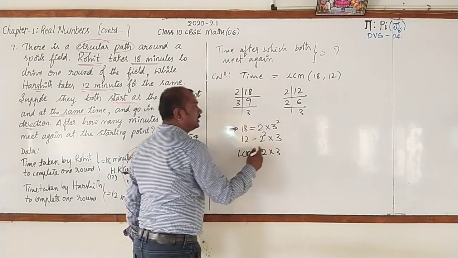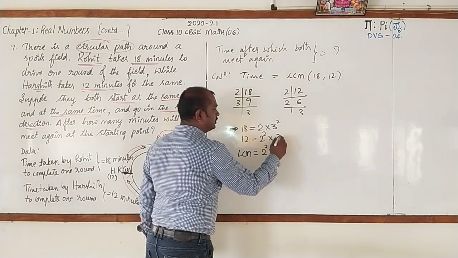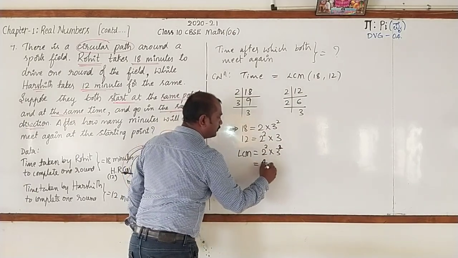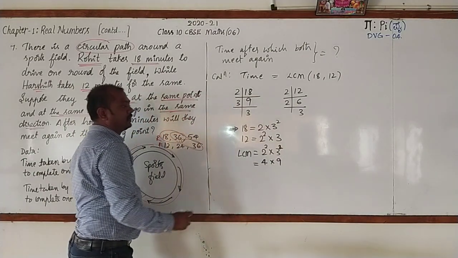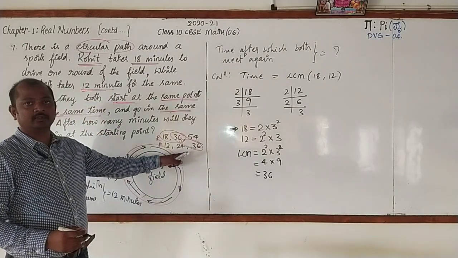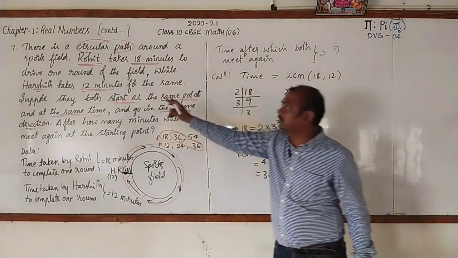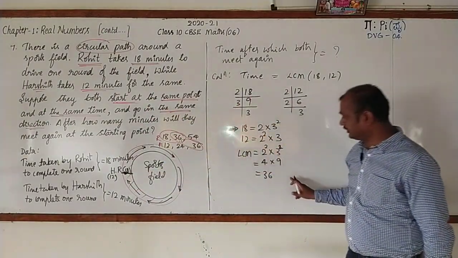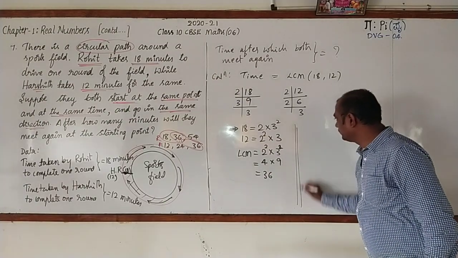All factors. The highest power of 2 is 2, and the highest power of 3 is 2. It is equal to, what is 2 square? 4. And 3 square? 9. So 9 4s are 36. See that? 36. Therefore, we can say that both Rohit and Harshit will meet again at the same point after 36 minutes. Here I will write the conclusion.